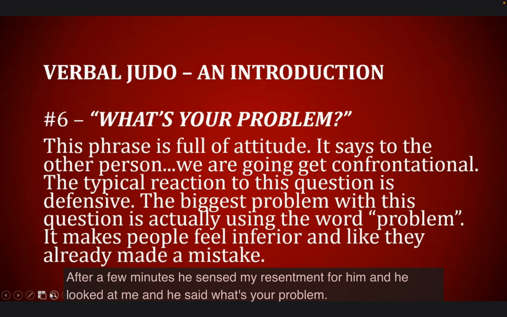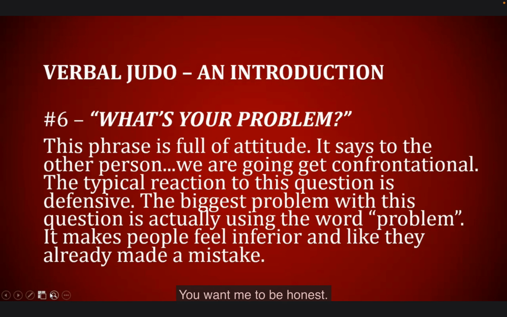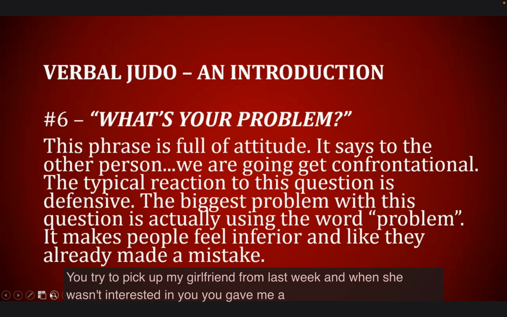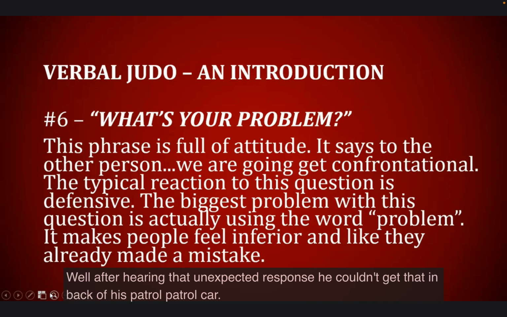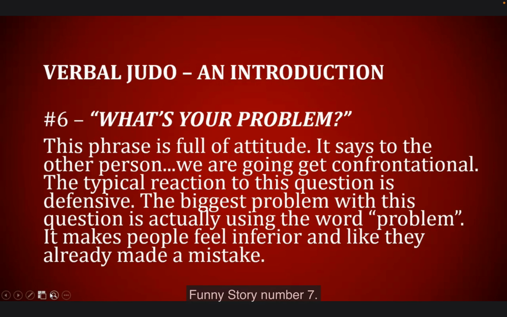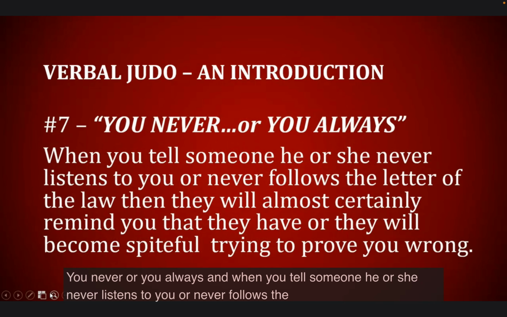After a few minutes, he sensed my resentment for him, and he looked at me and said, "What's your problem, big guy?" Well, I wanted to punch him in the face, but instead, I used verbal judo, and I calmly said, "I'll tell you my problem. You wanted me to be honest? You tried to pick up my girlfriend last week, and when she wasn't interested in you, you gave her the speeding ticket as punishment." Well, after hearing that unexpected response, he couldn't get back in his patrol car fast enough. Funny story.